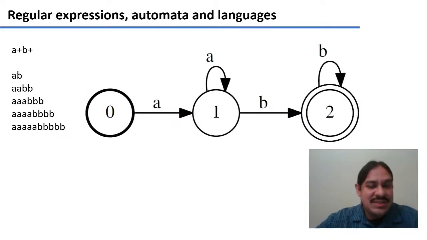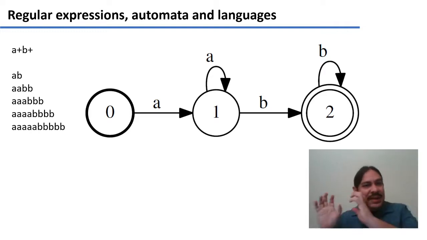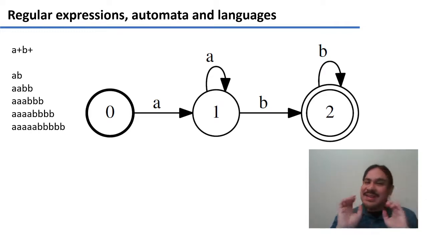Regular expressions and finite state machines are closely related, and you can convert one to the other. For example, if you have the regular expression at least one A and at least one B, you can see that that regular expression will generate a lot of strings. It will generate the string AB, where you have at least one A and at least one B. It will also generate ABB. It will also generate ABBBBBB.